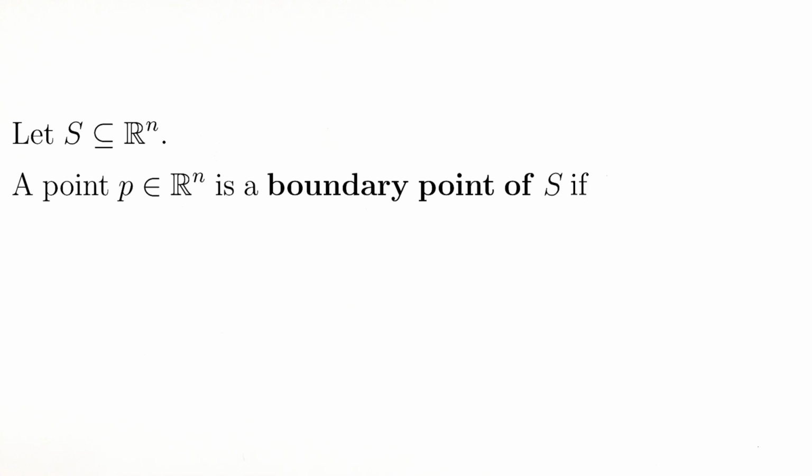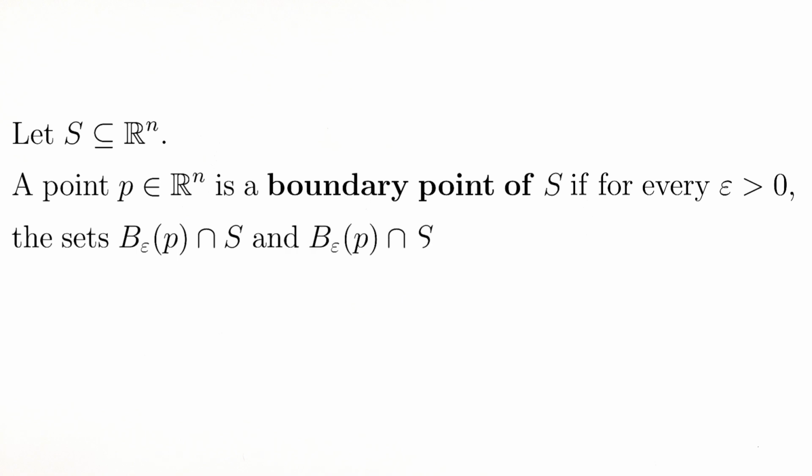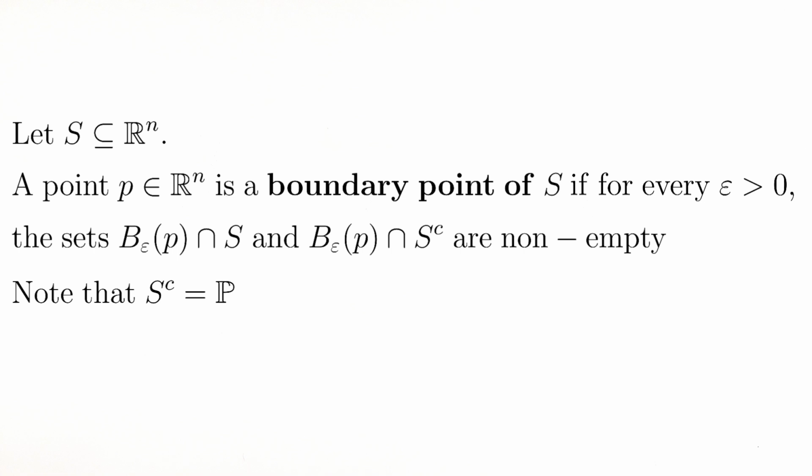What is the definition of a boundary point of a set? Let S be a subset of n-dimensional space. A point P in n-dimensional space is a boundary point of S if, for every epsilon greater than 0, the open epsilon ball centered at P has non-empty intersection with S and also has non-empty intersection with S complement. Note that S complement is n-dimensional space minus S.